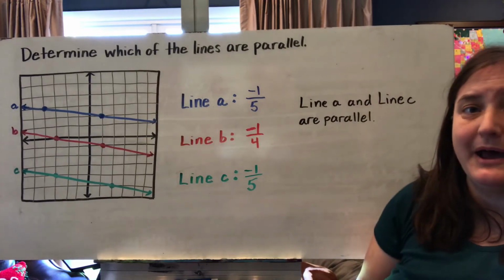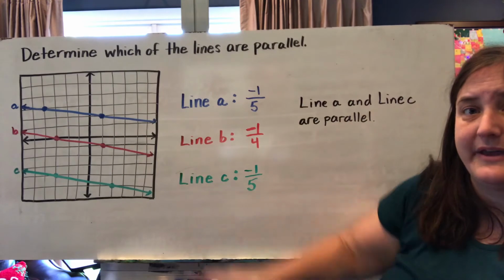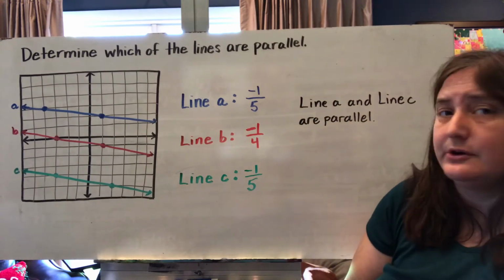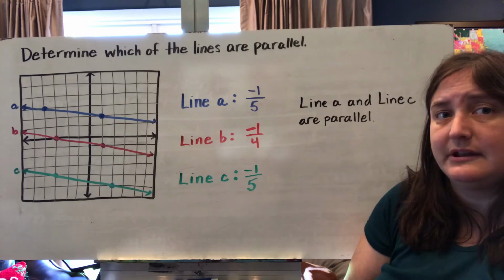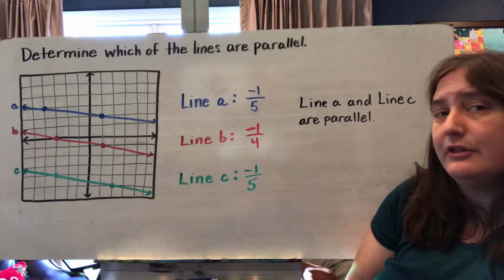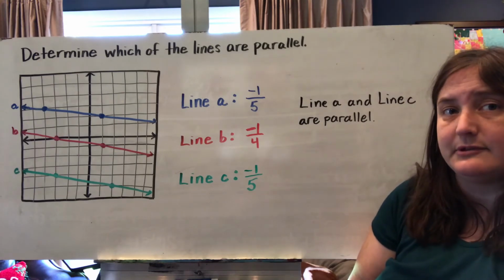It's important to keep in mind that we're only seeing a snapshot of these lines. They do continue, that's why they have arrows on the end. So even though we don't see any intersections here, it doesn't mean that if these lines were continued, they wouldn't intersect. The only way to know for sure that they are parallel is to make sure they have the same slope.